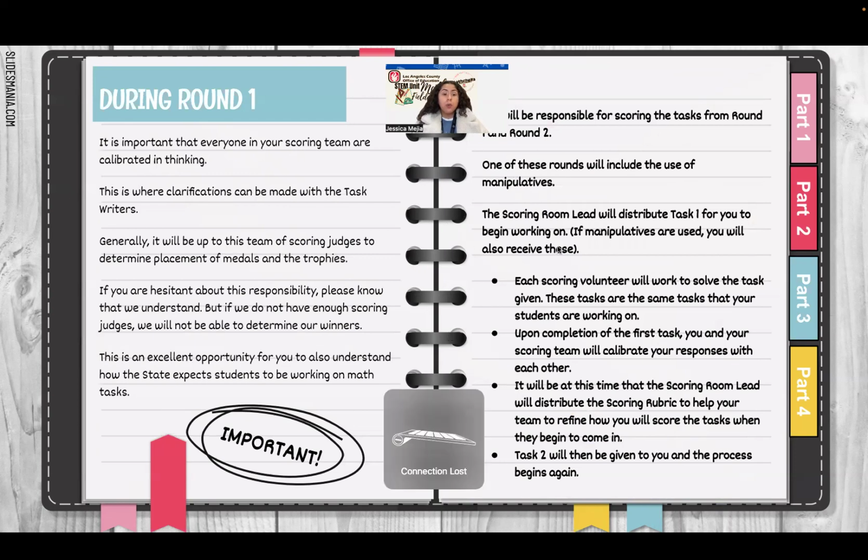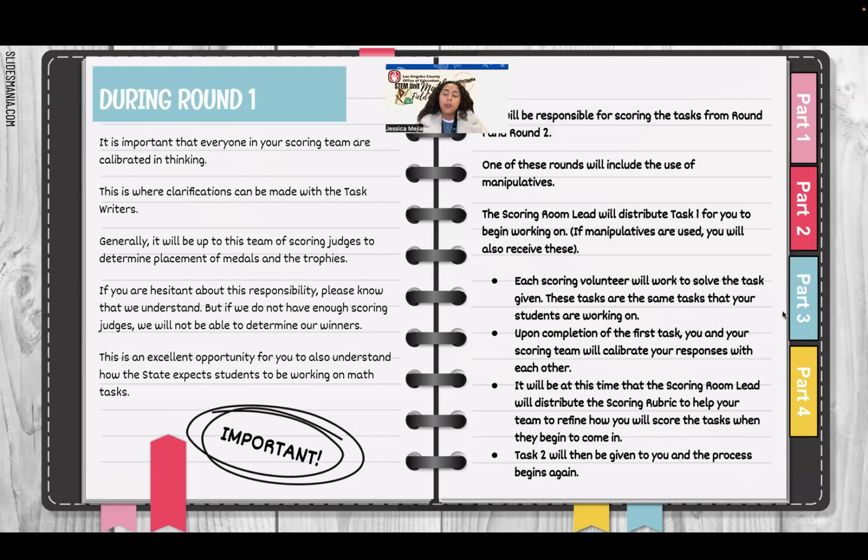And then generally it will be helpful if our teams know each other by name, or know each other in terms of the calibration, to make the scoring more easeful, with a smoother scoring path. If you are hesitant about this responsibility, just know that, like we shared earlier, without you, this competition would not be possible.